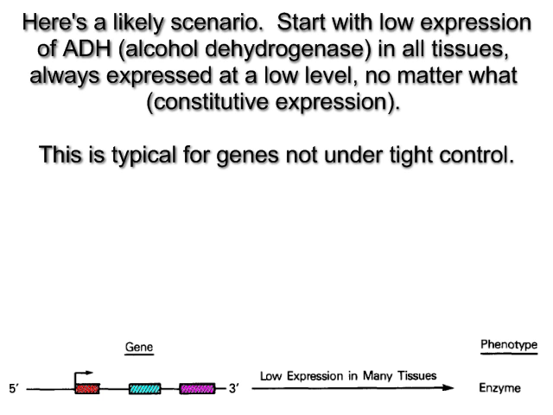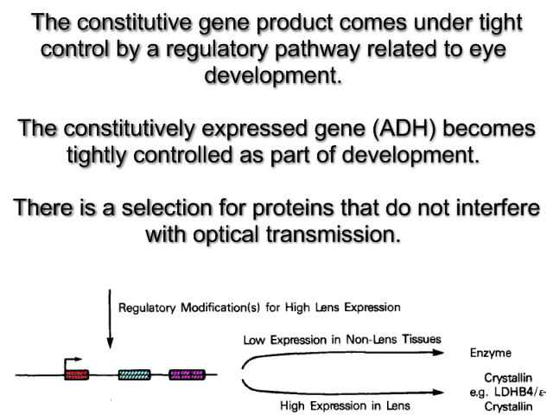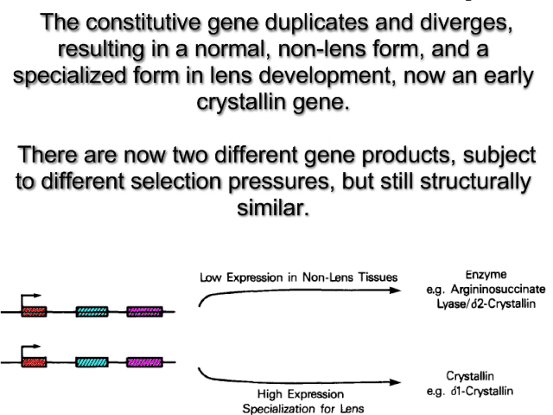This is typical for all genes not under tight control. The constitutive gene product comes under tight control by a regulatory pathway related to eye development. The constitutively expressed gene, ADH, becomes tightly controlled as part of development. There is a selection for proteins that do not interfere with optical transmission. The constitutive gene duplicates and diverges, resulting in a normal, non-lens form and a specialized form in lens development, now an early crystallin gene. There are now two different gene products, subject to different selection pressures, but still structurally similar.